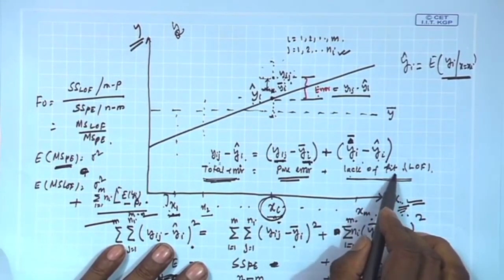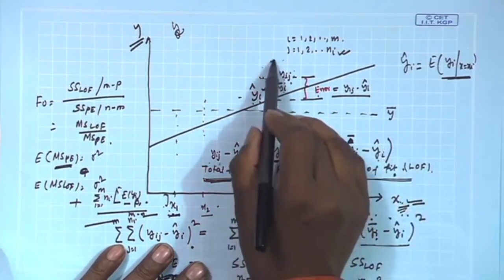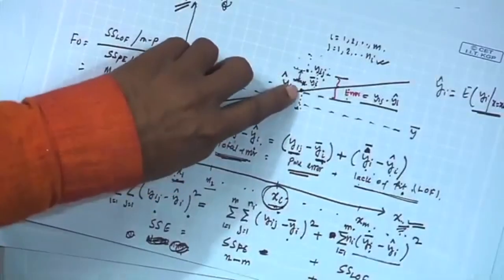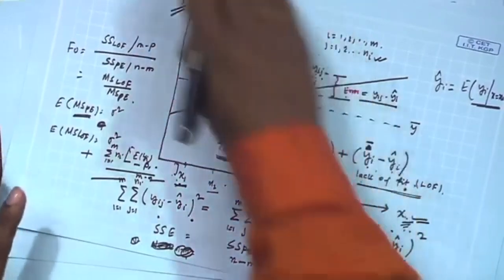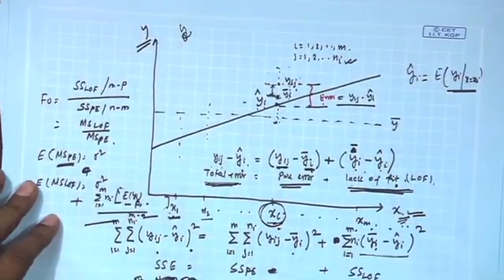So, actually what we mean to say is there is lack of fit if the mean of the observed y for x equal to x i does not coincide with the predicted value. If it does not coincide with the predicted value, then that is your lack of fit.